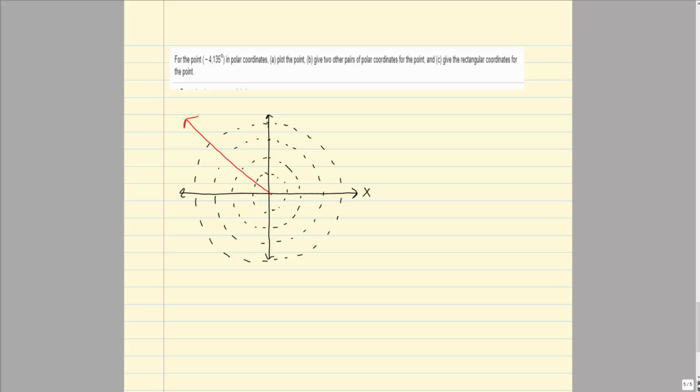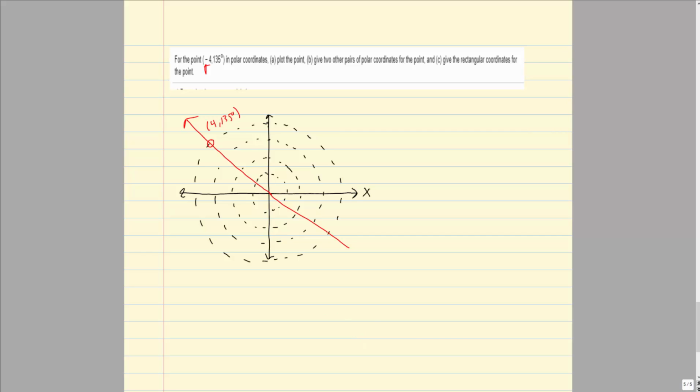135 bisects quadrant 2, and this says to go out 4 units, 2, 3, 4, but I'm not going to put a filled point. This is just my point that shows 4 at 135 degrees, but I need a negative here. So what it does is it reflects directly across into quadrant 4. Let me make that more of a 45 there.